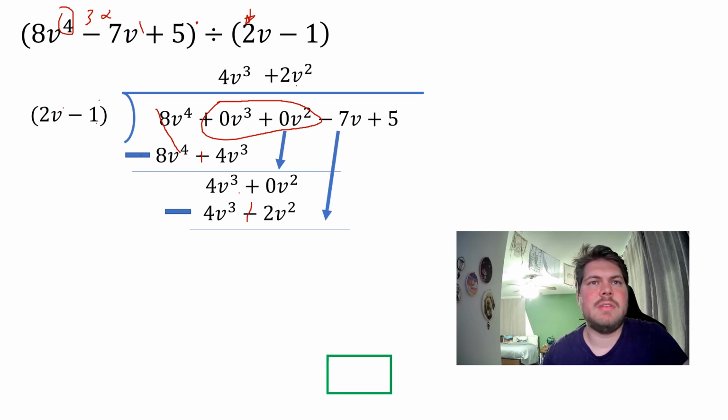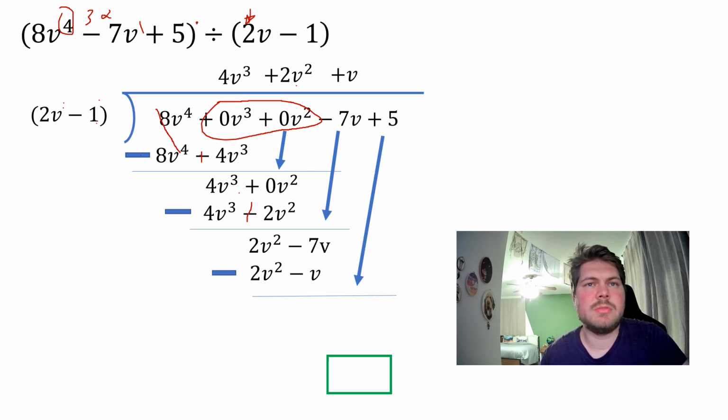So we get 2v squared, and then we're going to bring our negative 7v down. How many times does 2v go into 2v squared? Well, we got the 2's lined up. We just need this v. We just need 2 v's, so we need one more. So we're just going to do plus v. Now v times negative 1 will give you negative v. And then we're going to subtract these. The minus makes us plus.